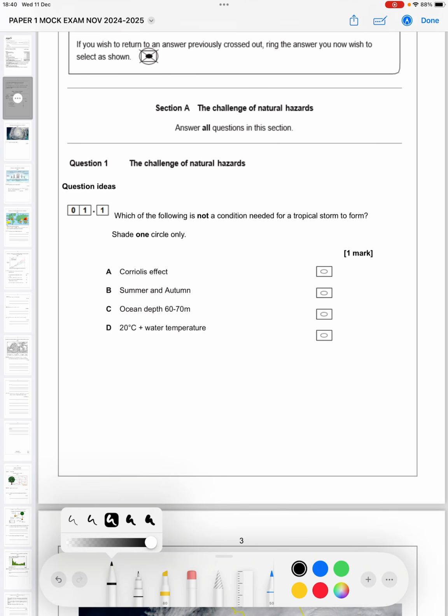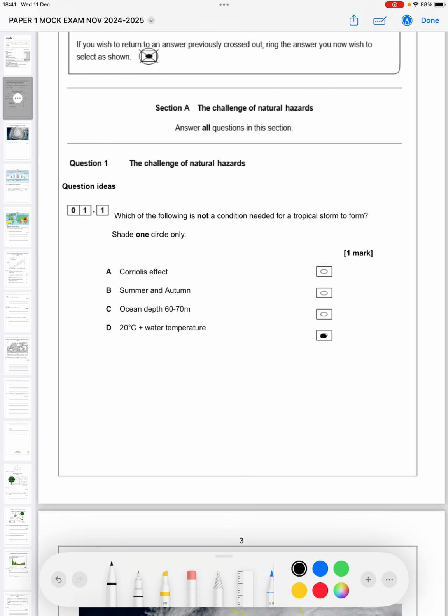Which of the following is not a condition needed for a tropical storm to form? Not a condition. So the answer here is this one. Okay, it's D. Questions that are quite unclear do come up in the GCSEs.